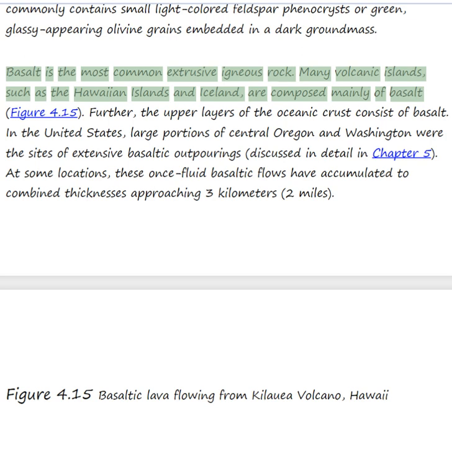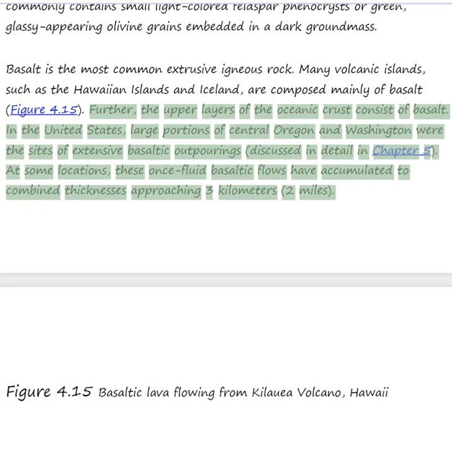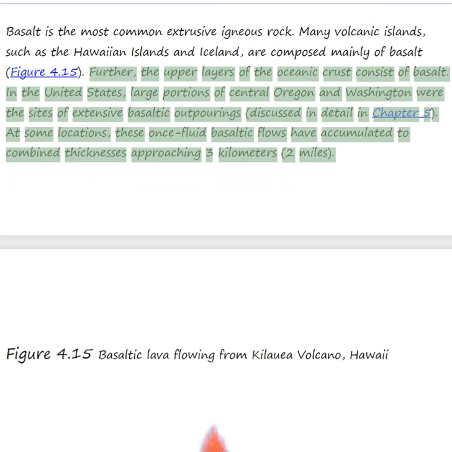Many volcanic islands, such as the Hawaiian Islands and Iceland, are composed mainly of basalt. Further, the upper layers of the oceanic crust consist of basalt. In the United States, large portions of Central Oregon and Washington were the sites of extensive basaltic outpourings. At some locations, these once fluid basaltic flows have accumulated to combined thicknesses approaching 3 kilometers.